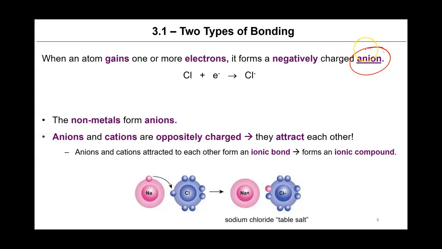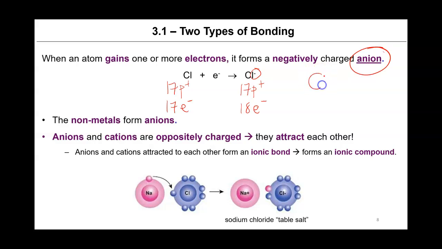we call an anion. So for example, chlorine, the neutral atom, has 17 protons and 17 electrons. If it gains one electron, it will now have 17 protons and 18 electrons. And because it has an excess of electrons, it will now have a negative charge.